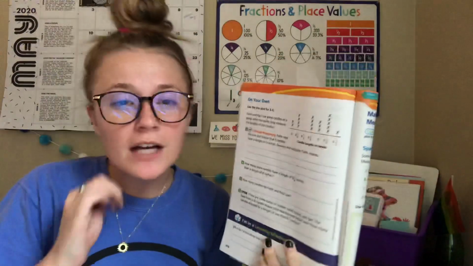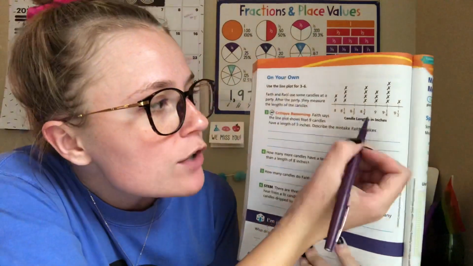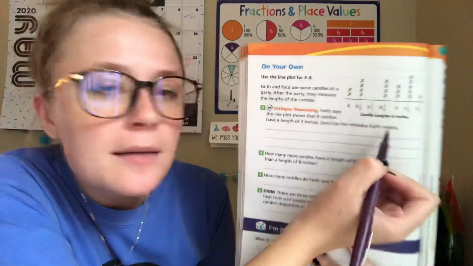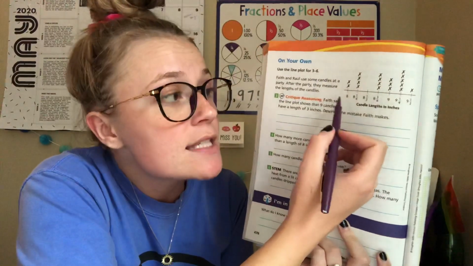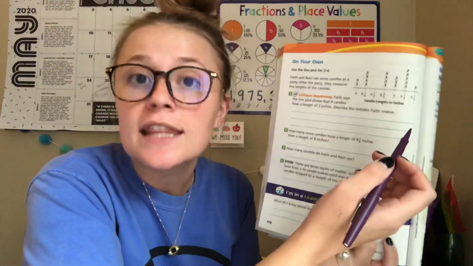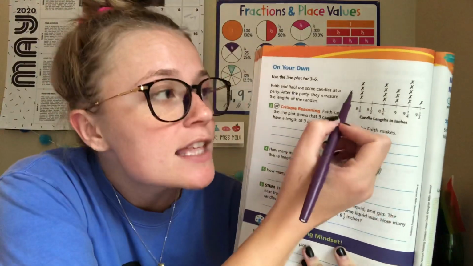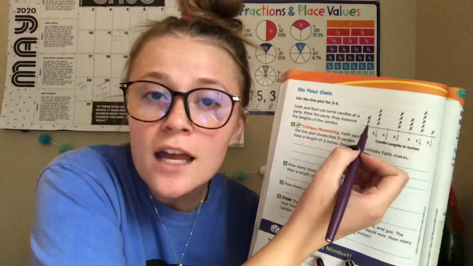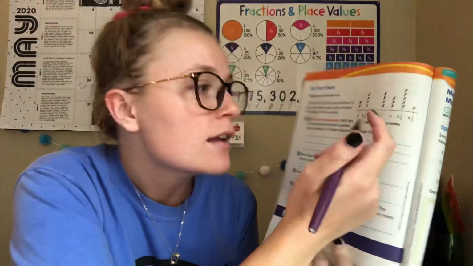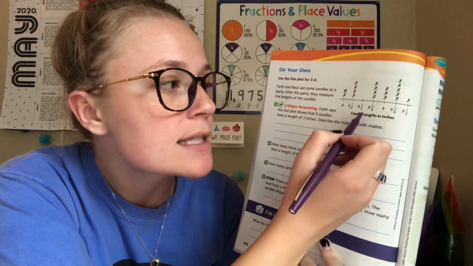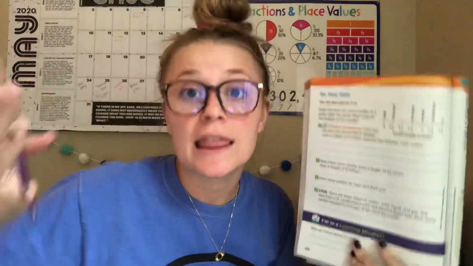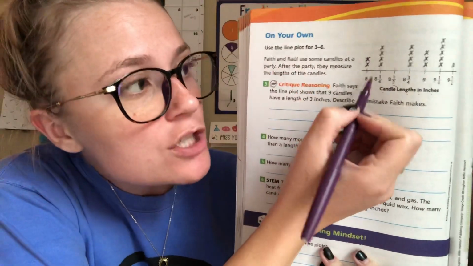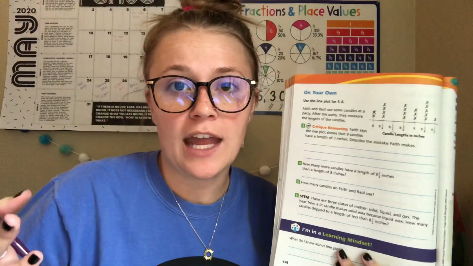So this is a very common mistake for line plots. So if we look at this, the bottom title says candle lengths in inches. So that means that these numbers represent the length in inches. Then the dots tell us how many of whatever it is that we're measuring. In this case, it's candle wicks. So the X's represent how many candles have that length. So at 8 inches, we have 2 X's. That means we have 2 candles that have the length of 8 inches.